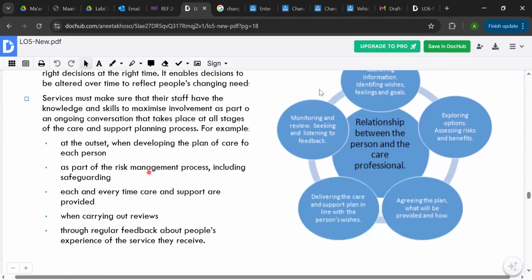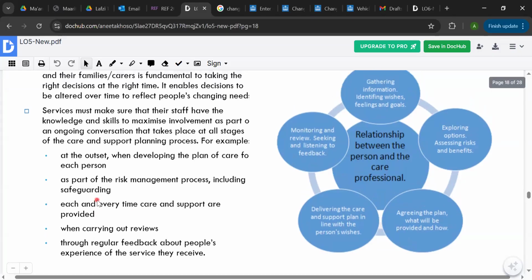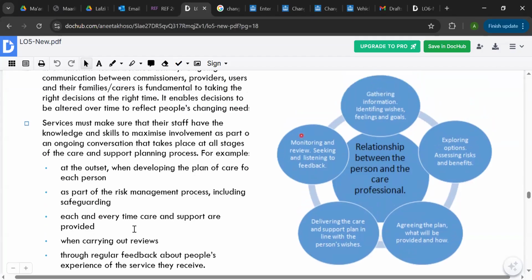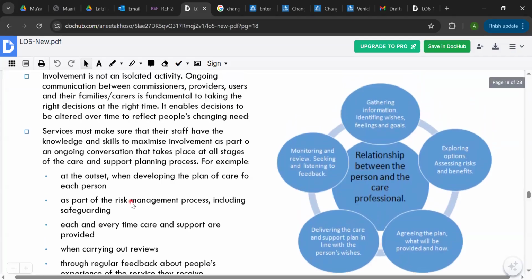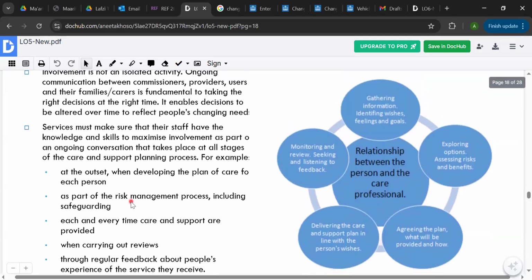Whatever services there are, they should look at some of these factors: at the outset, when developing the plan of care for each person; as part of the risk assessment and risk management process, including safeguarding, each and every time care and support are provided; and when carrying out reviews, through regular feedback about people's experience of the services that they receive. This should all be part of the ongoing conversation that takes place at all stages of the care and support planning process.